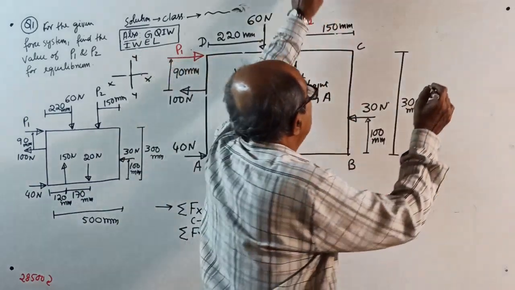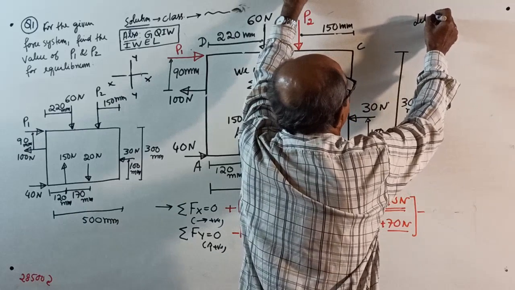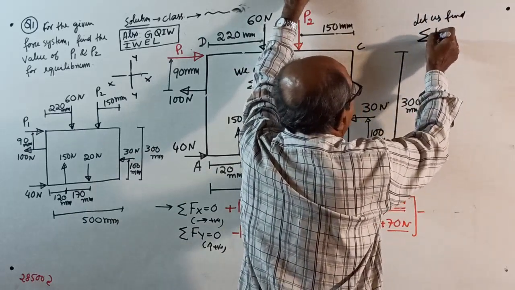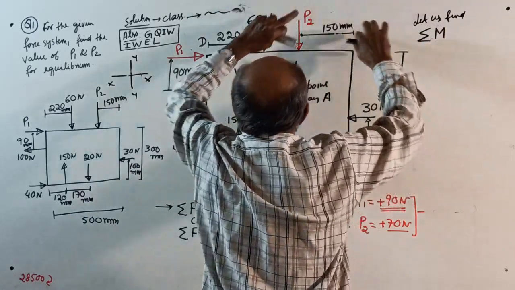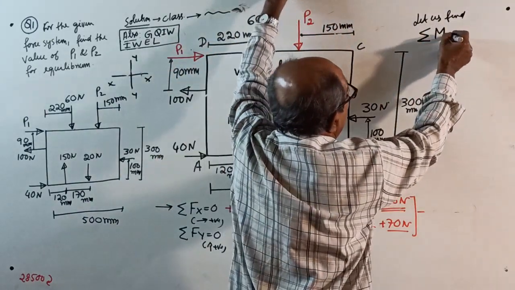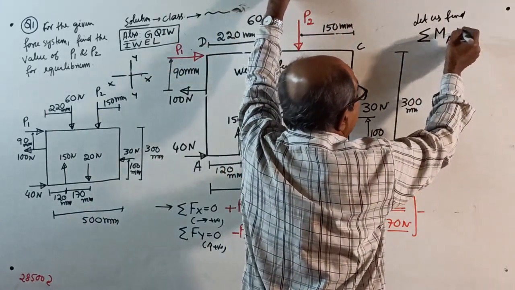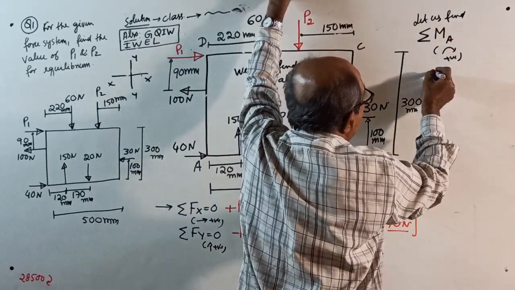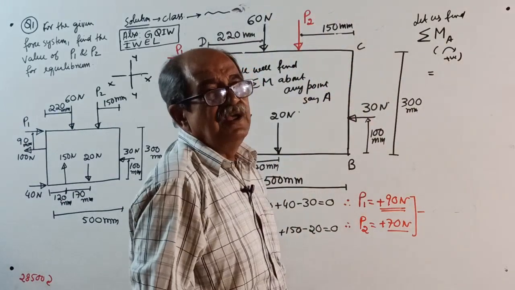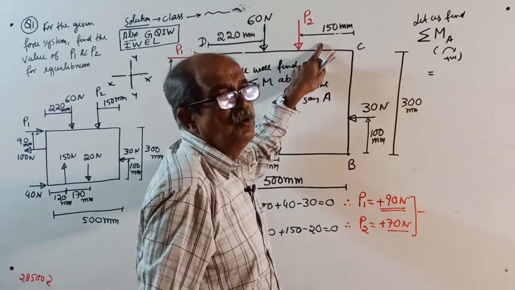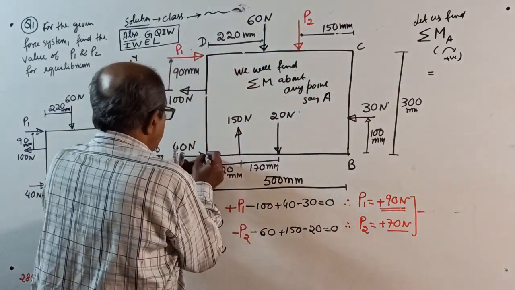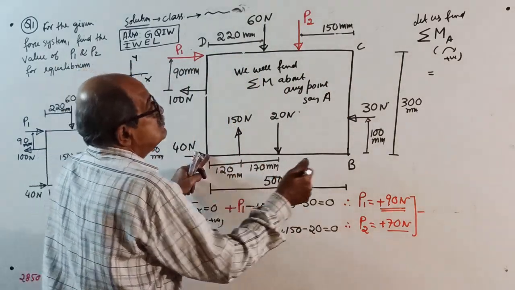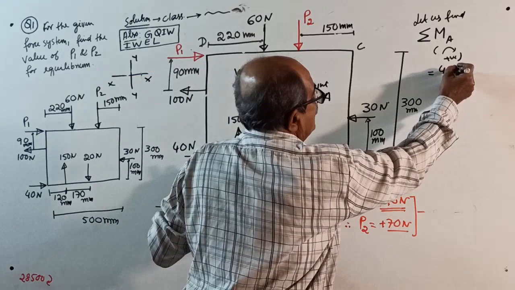Okay, now let us find sigma M, the algebraic sum of moments of the entire force system about A, with clockwise positive, considering everything, known and unknown. Okay, take moment about A. See here, start from here. 40 into 0. I'll start from there. 40 into 0.